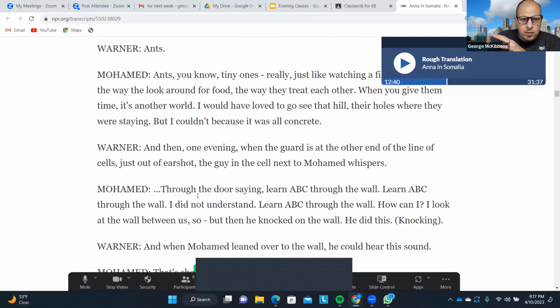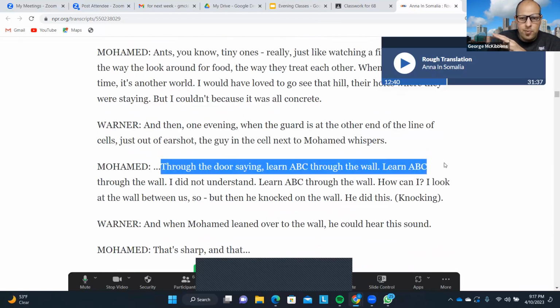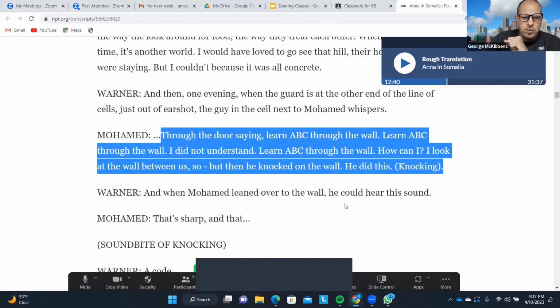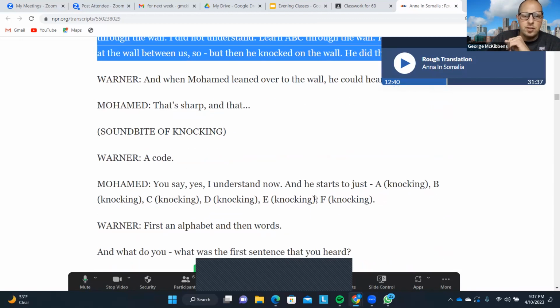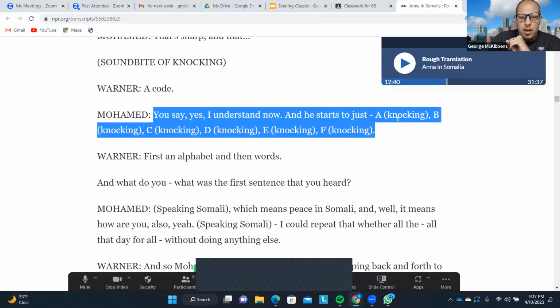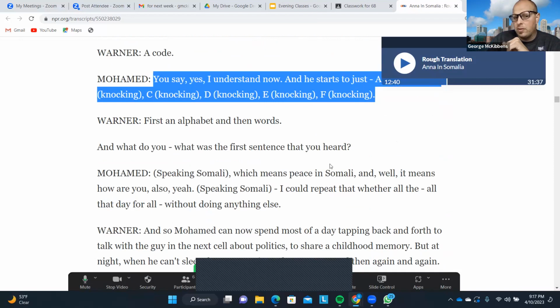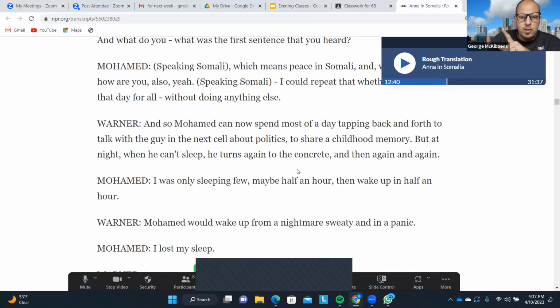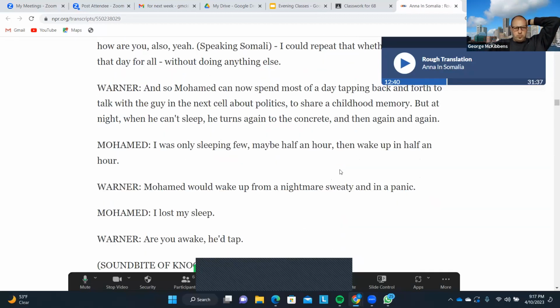So here it is. The doctor says, tap through the wall, learn ABC. And for about 2 years, they have small conversations side by side. So there it is. A, 1 tap, B, 2 taps. And that's how these two communicate for about 2 years. Now, here's the answer to Ashley's question. Why would the doctor be able to bring a big book in? Here it is.